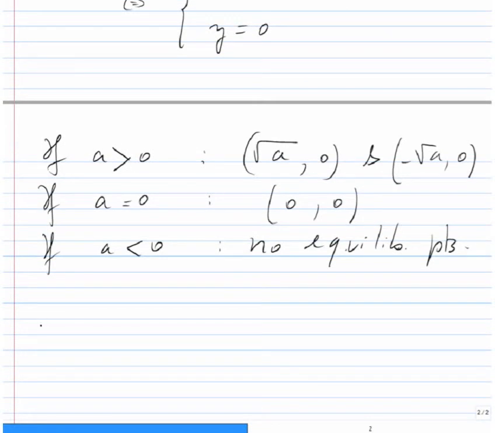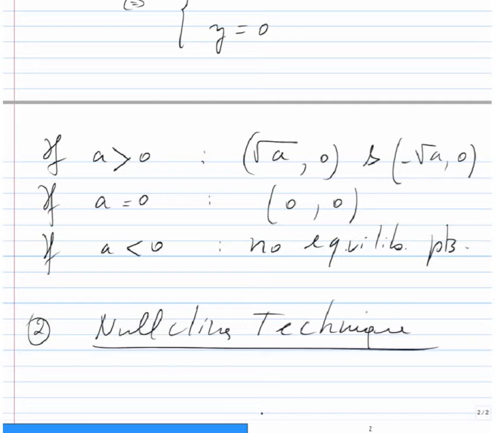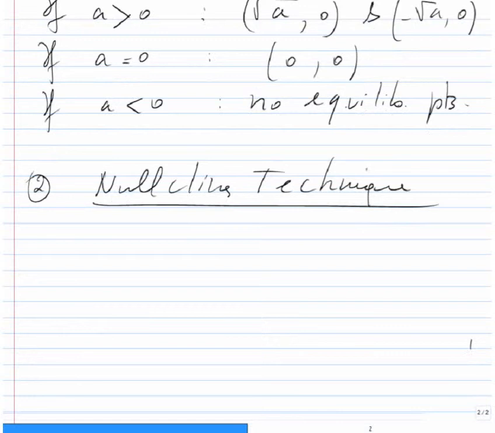The second question deals with looking at these equilibrium points and classifying them as source, sink, and saddle using the nullclines technique. Okay, so for that, let's look at it case by case. So this is the nullclines technique. Here we go. We're going to draw the nullclines case by case.